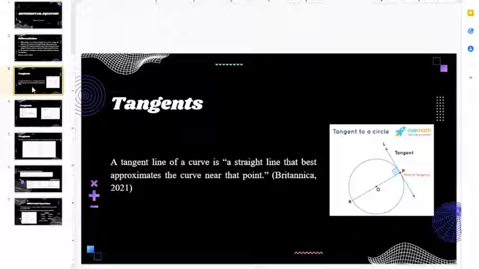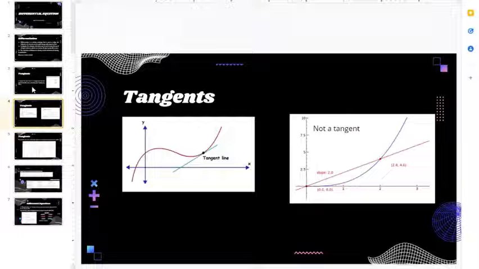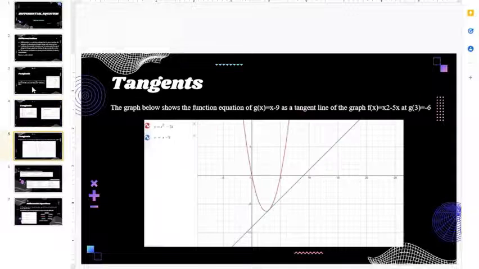A tangent is a straight line that best approximates the curve near that point, and therefore the gradient of a tangent at that particular point of the graph is the gradient of the graph at that particular point. Hence, for all non-straight graphs the gradient changes with respect to time, and the gradient at various points can be found by finding the gradient of the tangents.